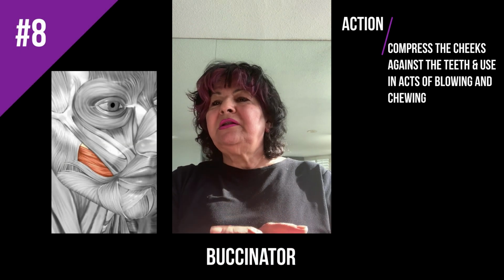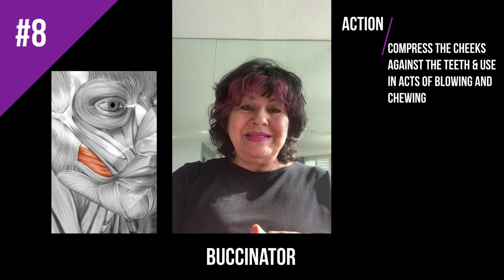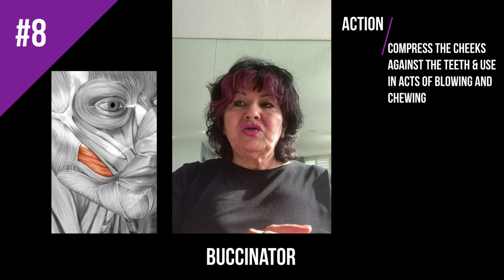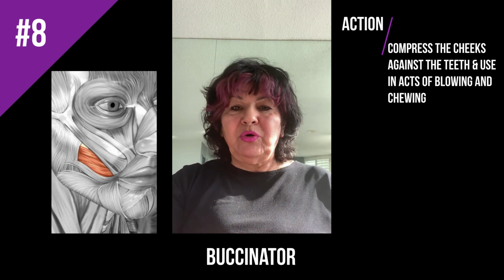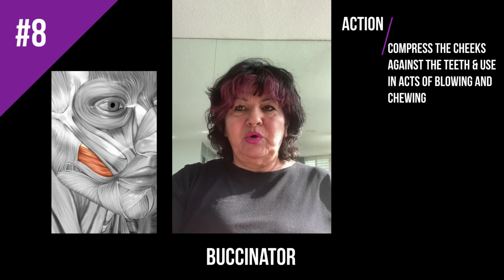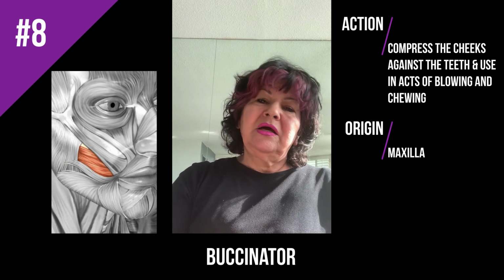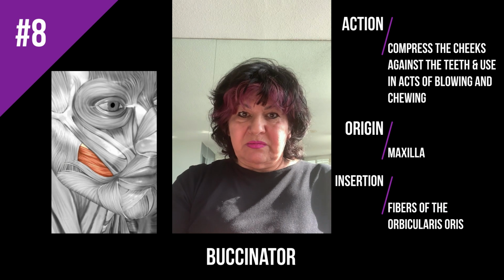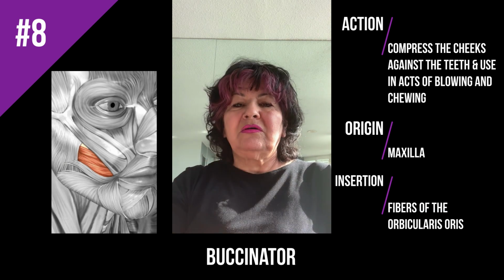Next muscle is buccinator. The action of the buccinator is to compress the cheeks against the teeth, and it also acts in chewing and blowing. The origin of this muscle is the maxilla, and the insertion of this muscle is the fiber of the orbicularis oris, the muscle of the mouth.